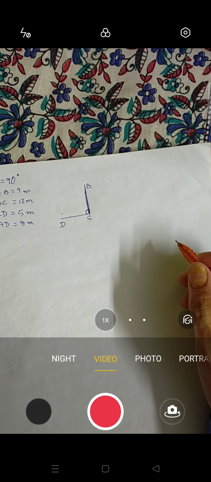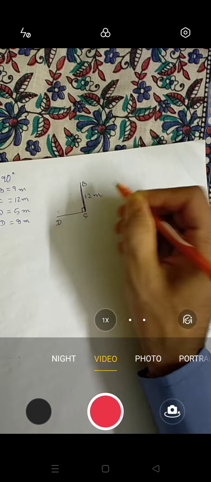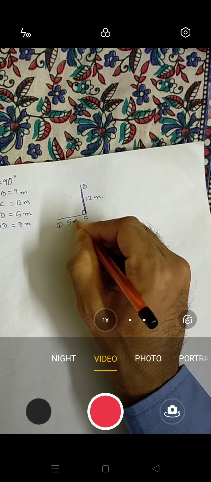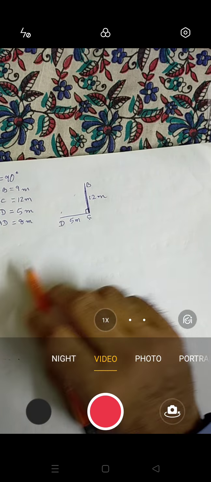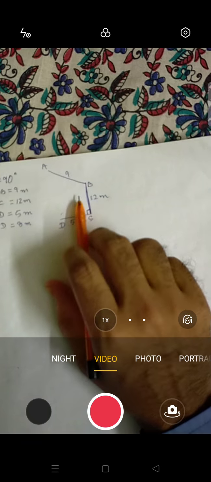Okay. So let's see what has been given. BC has been given as 12 meters, so I am writing 12 meter. CD has been given as 5 meters, so I am writing 5 meter. Now another thing, AB is 9 meter. So I am making something like this. So this is A and this is B. So AB is 9 meter.